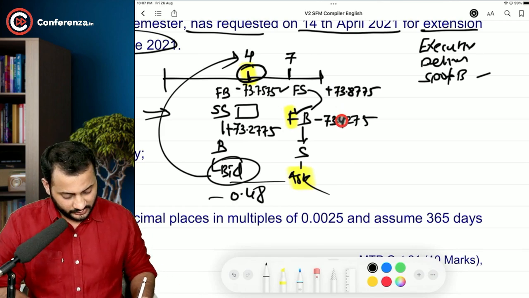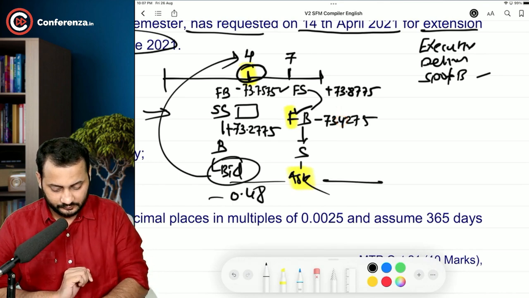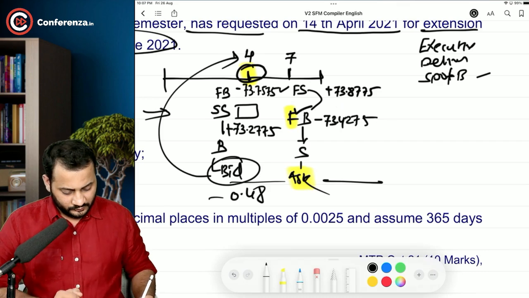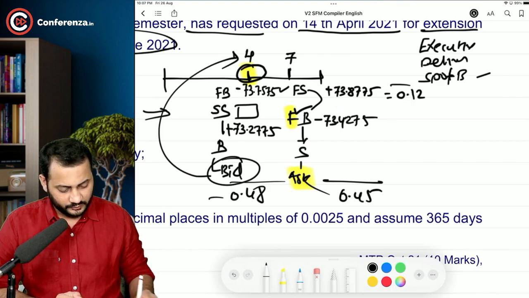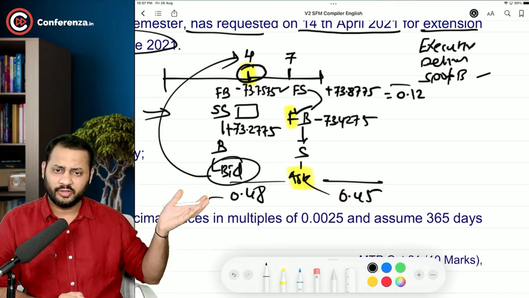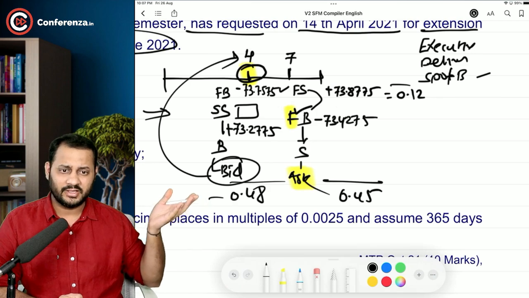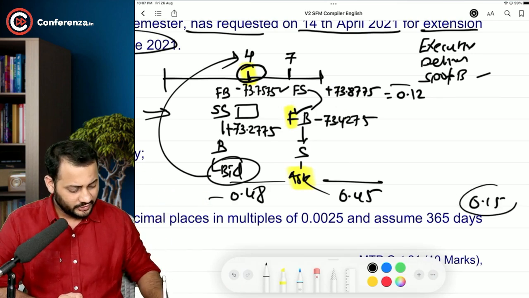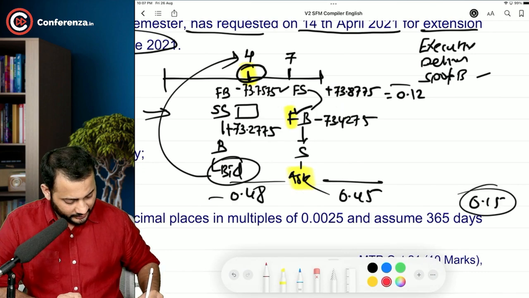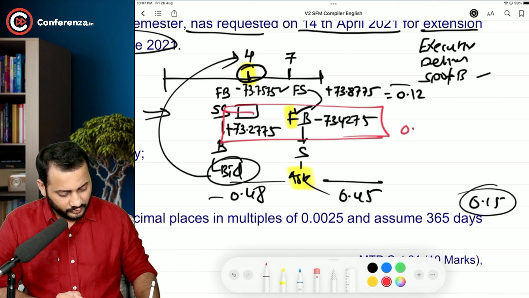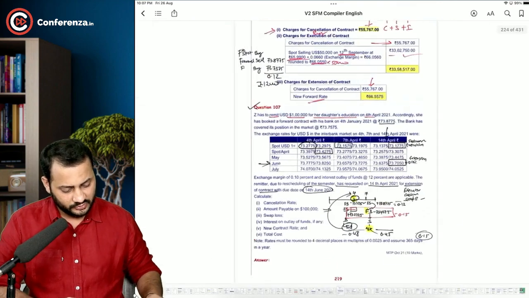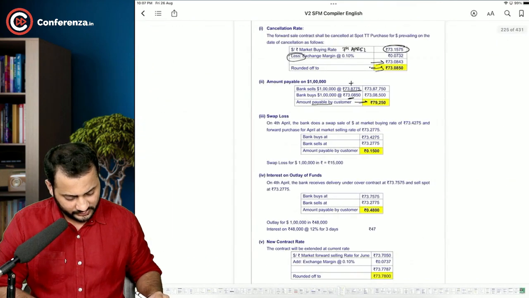So what is the loss in this case? Profit of 0.45 and the original profit of 0.12. So 0.12, 0.48 becomes 0.60 minus 0.45 becomes 0.15. So the only loss is this much, which you can calculate by taking the difference between these two. 0.15 loss, 30,000, no, 15,000 of the swap loss.